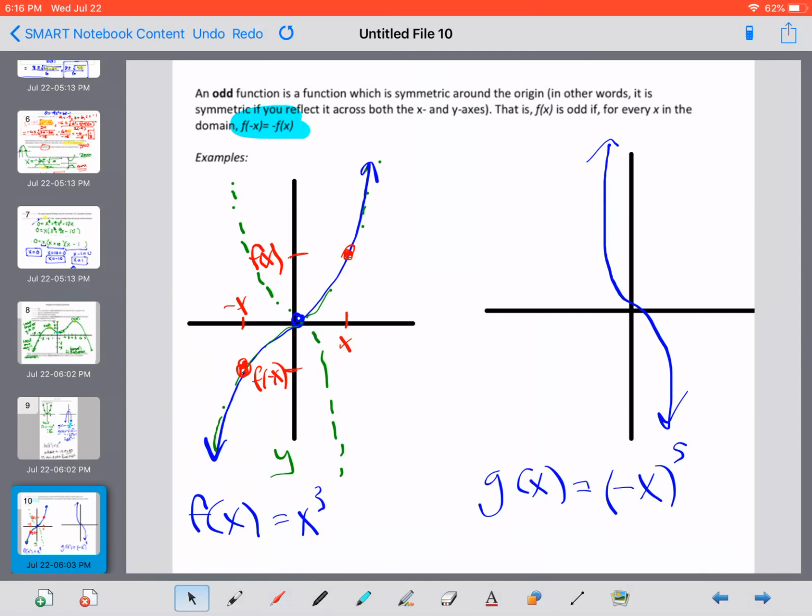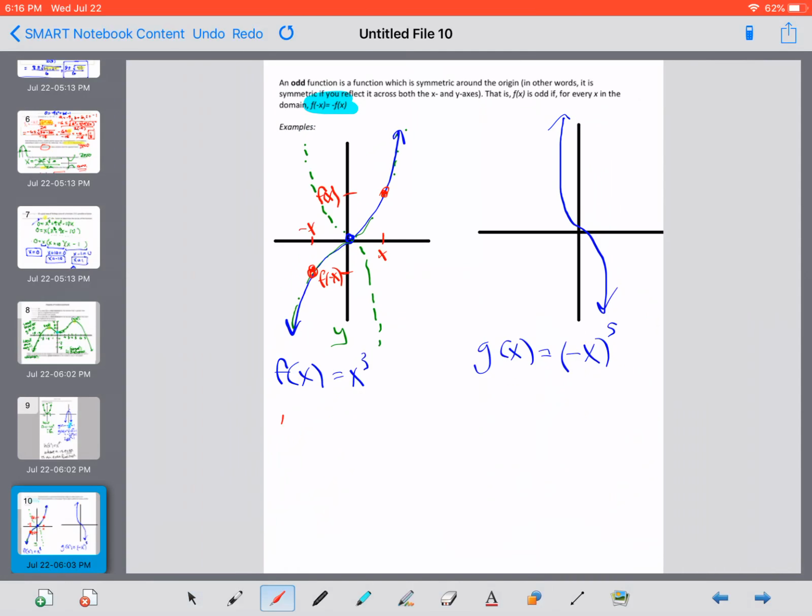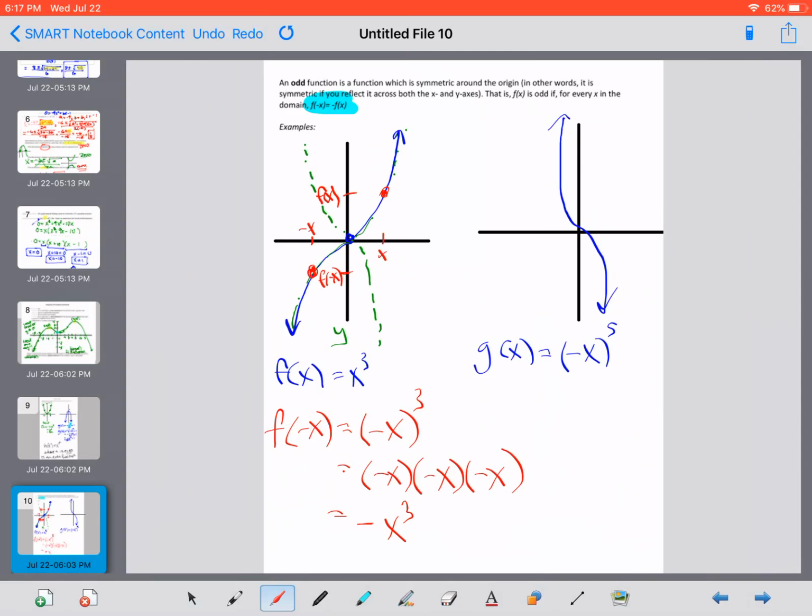Algebraically, we need to show that f of negative x is equal to negative f of x. Well, f of negative x here would be negative x cubed, which is negative x times negative x times negative x. Because we have three negatives, overall this is going to be negative, and we have three factors of x, and negative x cubed is indeed equal to negative f of x, the opposite of f of x. So we can see why algebraically this is going to be correct. This gives you an odd function.